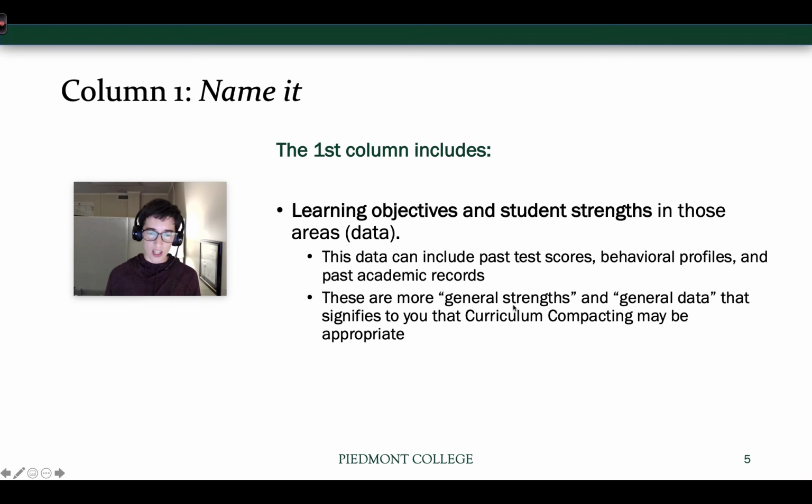The third column, the change it column, again, that's where you're listing your acceleration and enrichment activities. Now, I do want you to consider individual student strengths or interests for that third column. You can make a curriculum compactor specifically with one student in mind, or you can make a general one that you think will be appropriate or interesting for a future student.